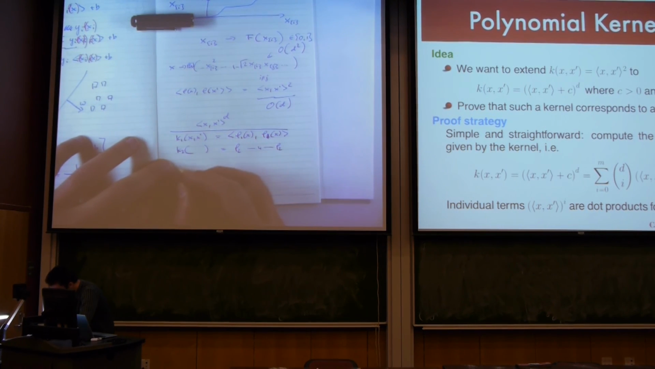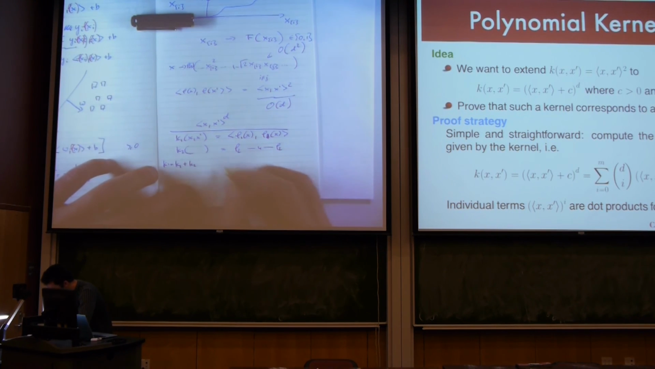So, now K1 plus K2. I'm claiming that this is what we run. I can show you that phi is approximately a concatenation of Y1 of X with Y2.